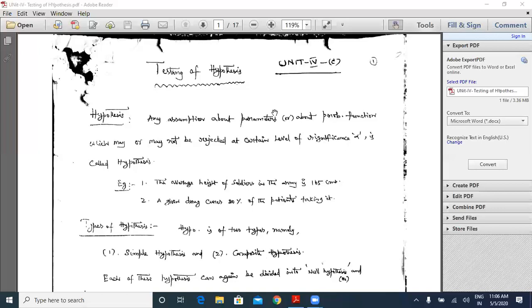The given drug cures 80% of the patients taking it. That is also a statement, so it is also called a hypothesis. Based on some procedure, we will come to the conclusion whether we accept or reject these statements.